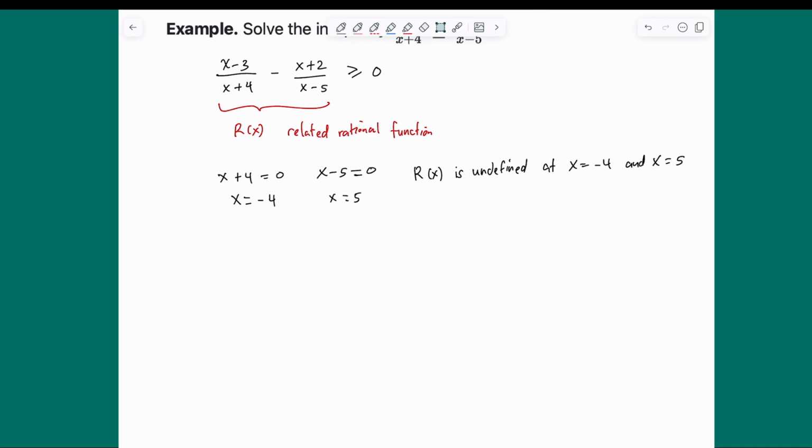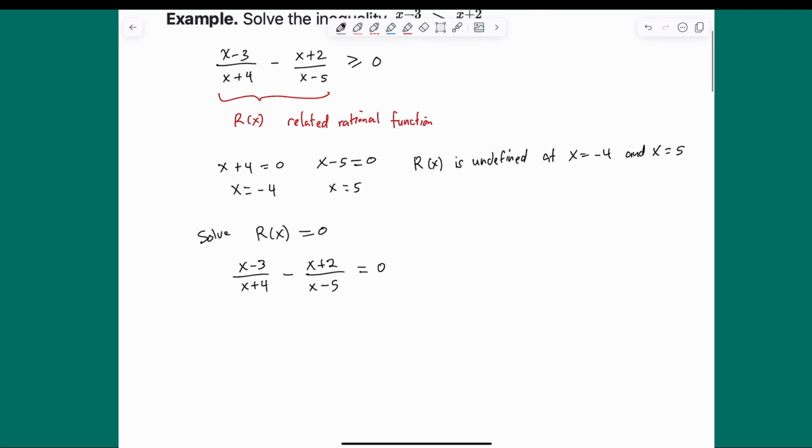Okay, so now that we found our critical values that make the rational function undefined, we now find the zeros of the rational function. In other words, we have to solve the rational equation r(x) = 0. So r(x) = 0 means we have (x - 3)/(x + 4) - (x + 2)/(x - 5) = 0. Now I like to build up the LCD. The LCD is (x + 4)(x - 5).